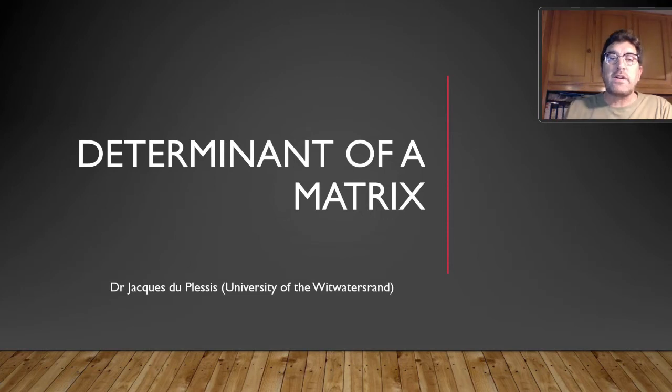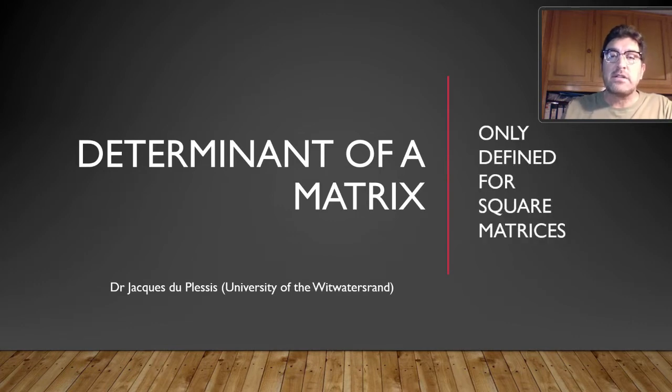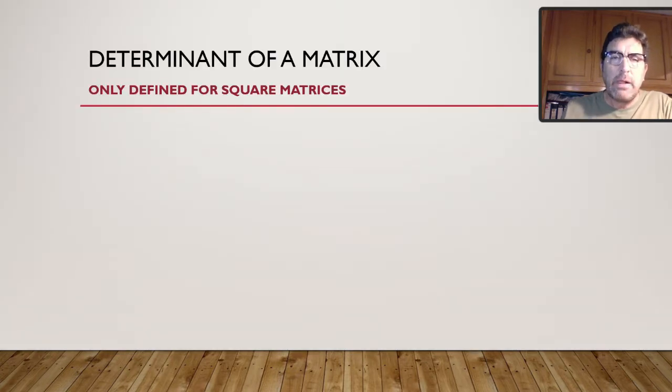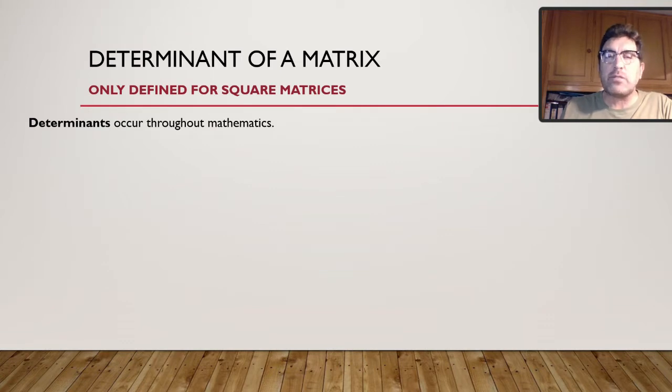Okay, we're going to find out how to find the determinant of a matrix. Now, the determinant is only defined for square matrices. So if you talk about finding the determinant, it can only happen for square matrices. Okay, so let's see how that happens and what it gives us, what the determinant tells us.